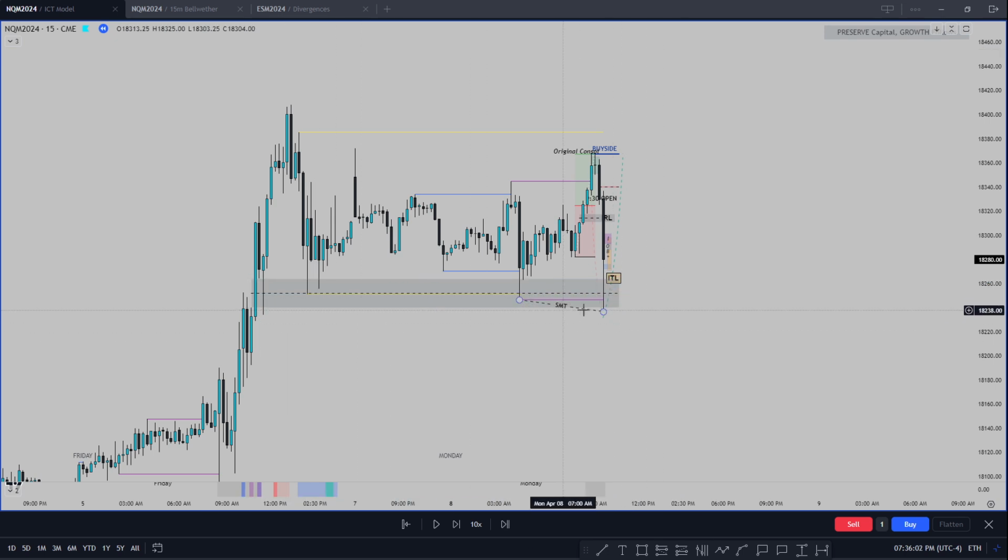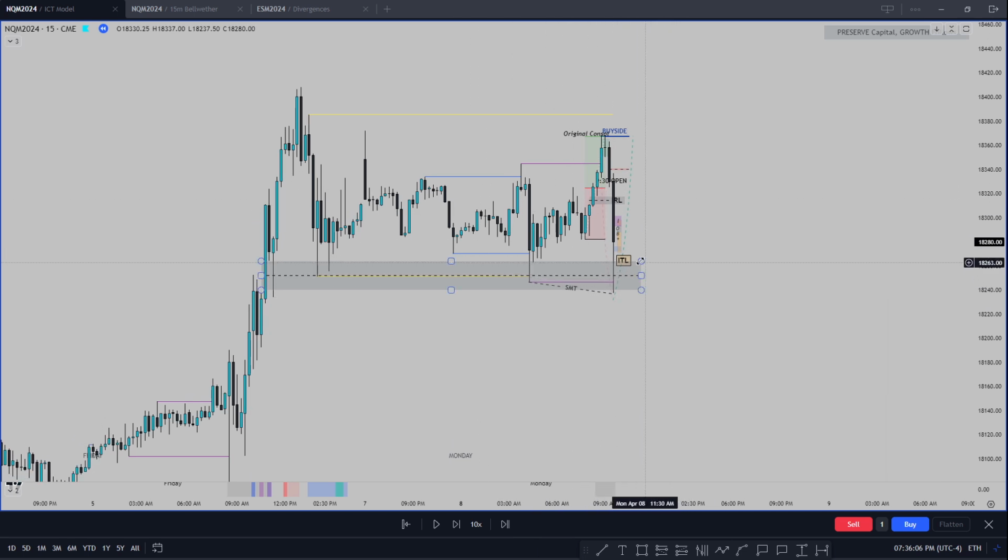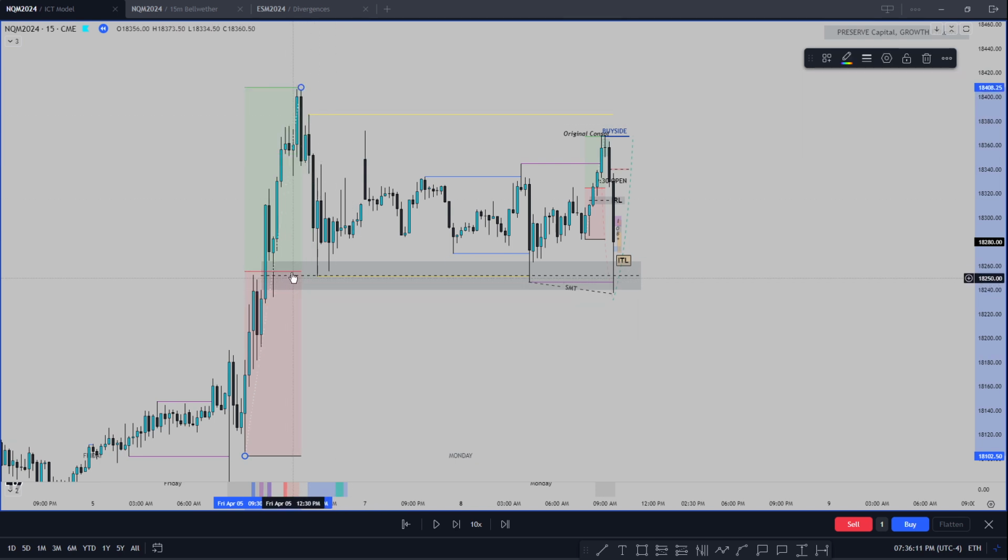So we're taking out session liquidity pools, but we're also digging into fair value gap. So what do we want to see if this is a discount fair value gap? Right, we reach into discount. What do you want to see in the form of a discount fair value, where we're going to go to buy side again?